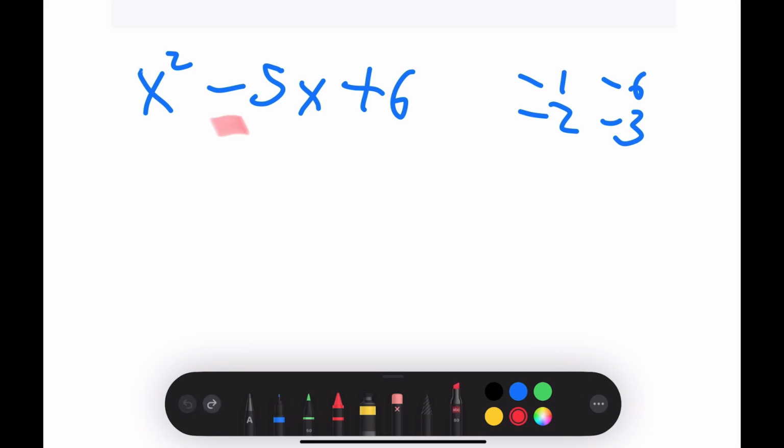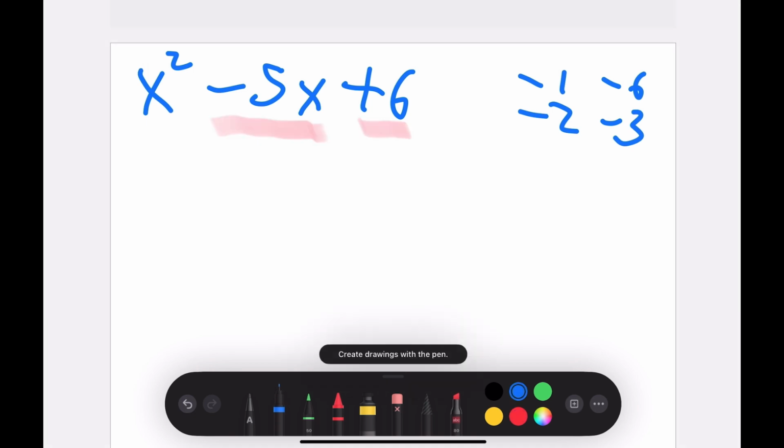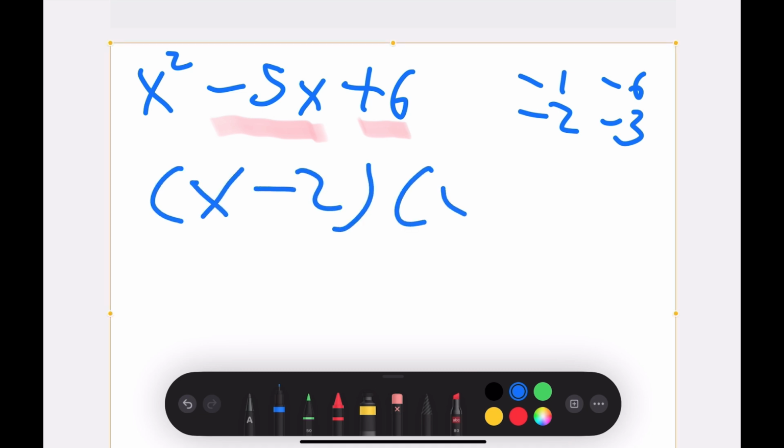So in cases where you have a negative for the x term and a positive for the integer term, you want to use negatives, as two negatives multiplied together make a positive and they add to make a negative. So in this case you've got -2 and -3. So it'd be x minus 2 and x minus 3, as when multiplied together they make 6, and when you add them together they make -5. So that would be the final answer.